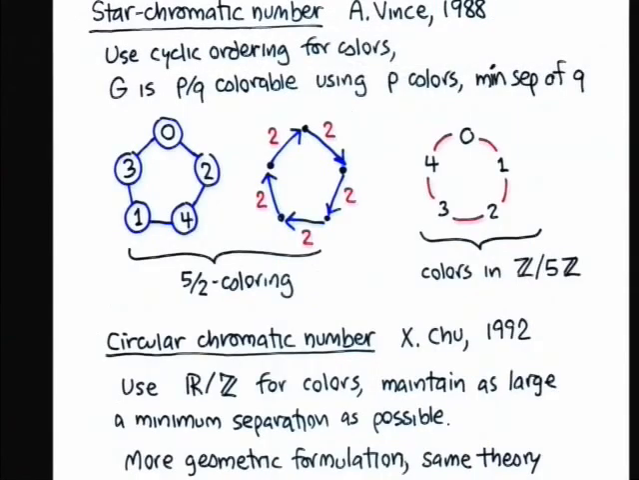Okay, so how has this been generalized? There are many generalizations of vertex colorings. There's edge colorings, there's list colorings. My favorite was first called the star chromatic number by Vince in '88, and more recently has been called the circular chromatic number, starting with Zhu in 1992. And the idea, by accident, fits well. This actually would make sense for coloring a real map.